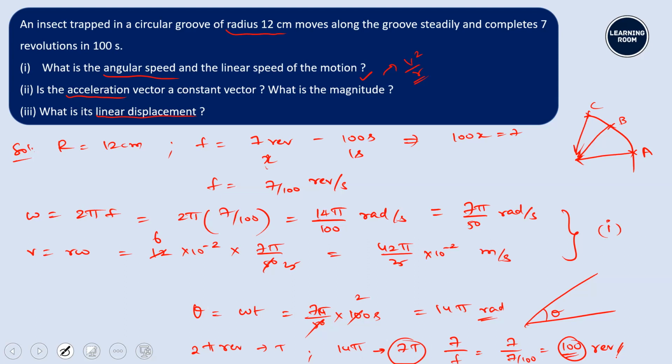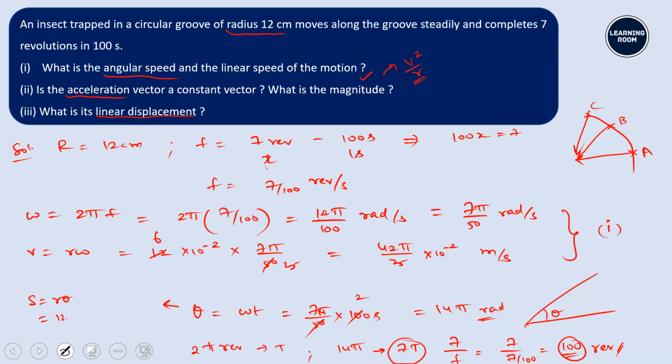They didn't ask you the number of revolutions. They asked us the linear displacement. So for linear, it will be able to complete 14 pi radians in how much time? In 7 time periods. But S is equal to R into theta. You remember this? S is equal to R theta. This you would have learned in your trigonometry also.